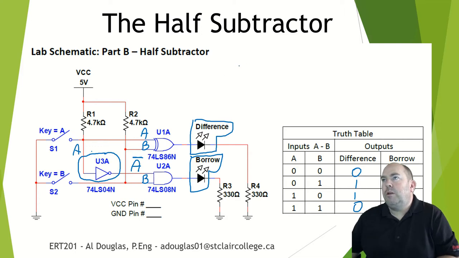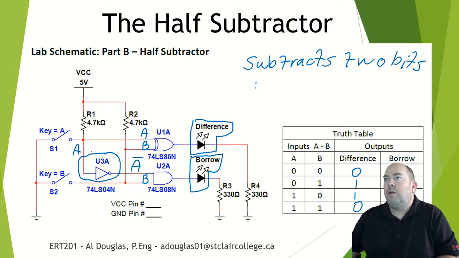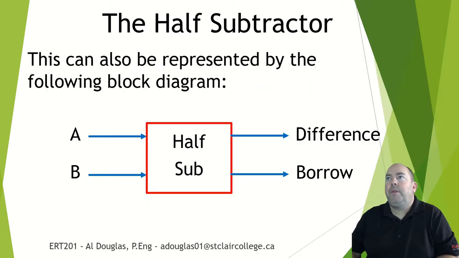So the half subtractor subtracts 2 bits, B from A. Okay, so we can create that circuit as well. We will test that out in the lab in Tinkercad. It can be represented like this. So A and B go in, we half subtract, we result in a difference and a borrow. Okay, so that is the half subtractor.